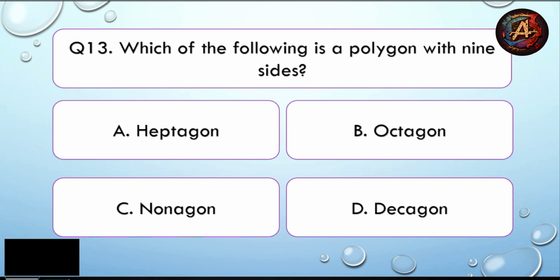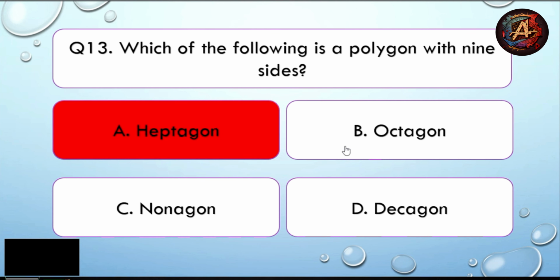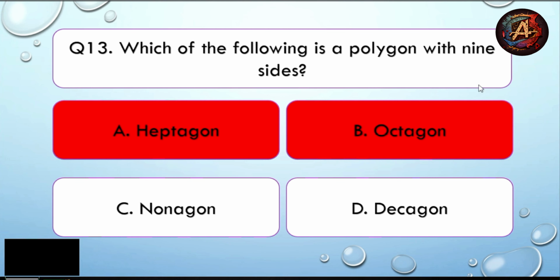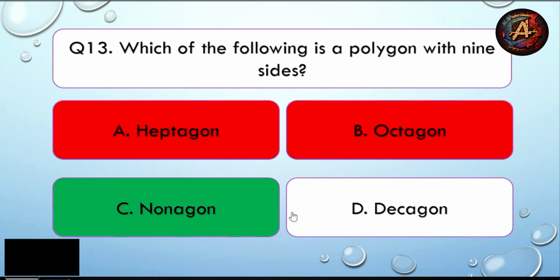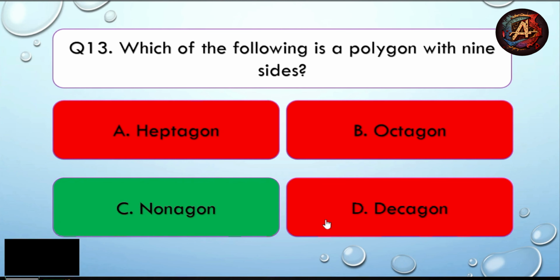Alright, math learners, we have already discussed this earlier. In the classification of polygons, we already know that heptagon is 7 sides, octagon is 8 sides, and 9 sides is known as the nonagon. So, the correct answer for this problem is letter C. However, decagon here is 10 sides. Easy, right? Alright, so now let us go to question number 14.